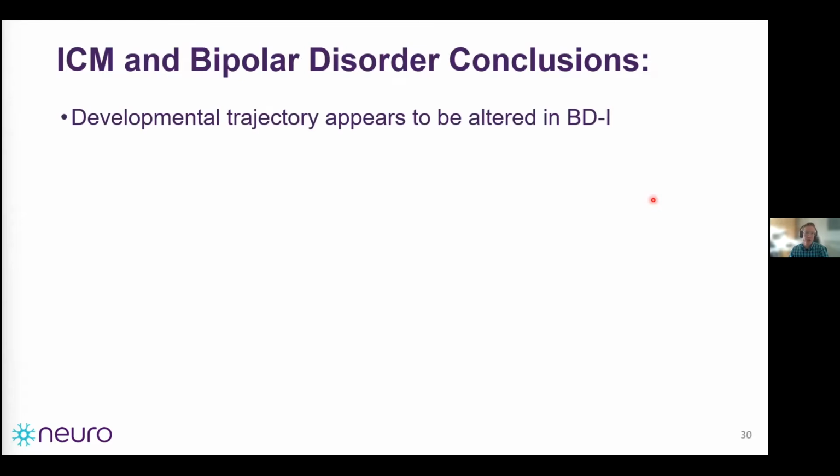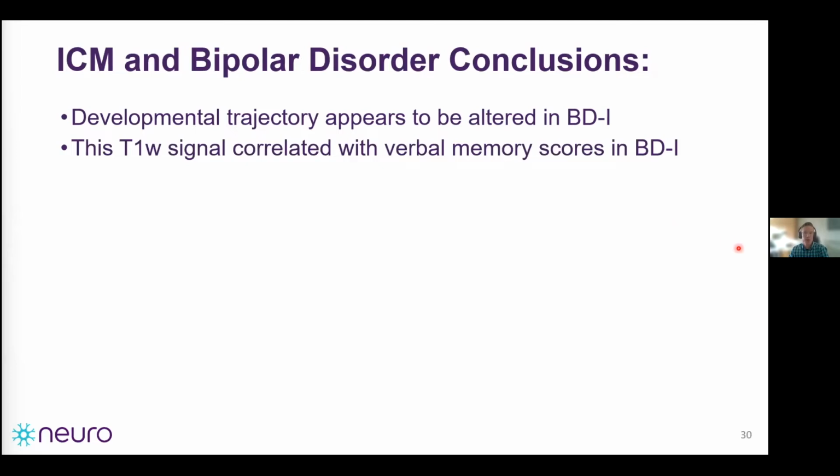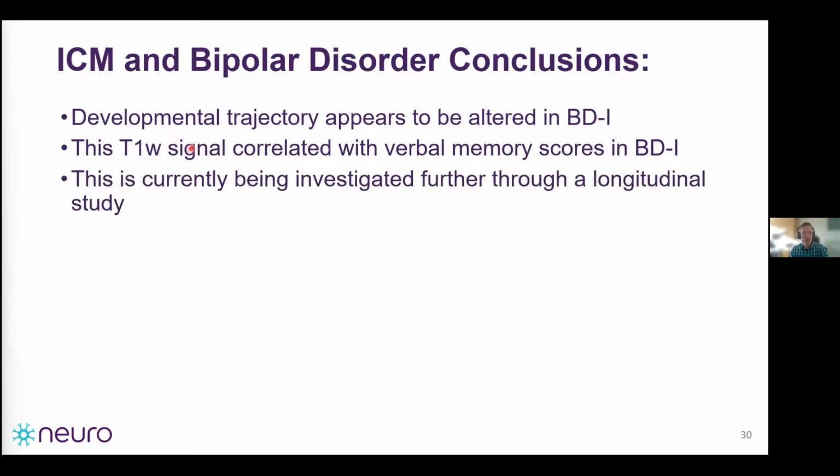So the conclusions from this work are that the development trajectories appear to be altered in bipolar disorder type 1, and this loss of signal correlates with verbal memory scores. So this work's still being conducted at McMaster University, but it's now being pushed through a longitudinal study to better provide evidence for these findings.